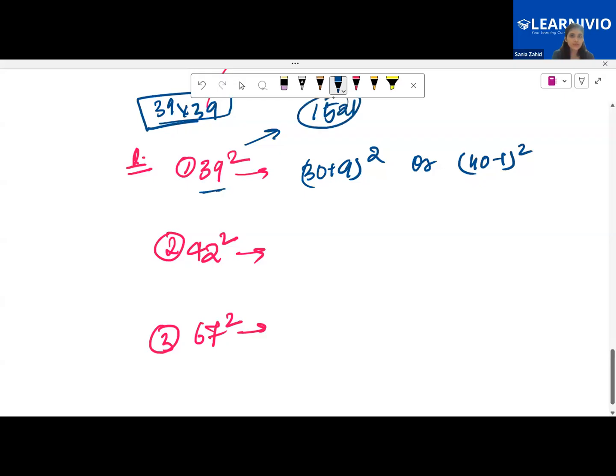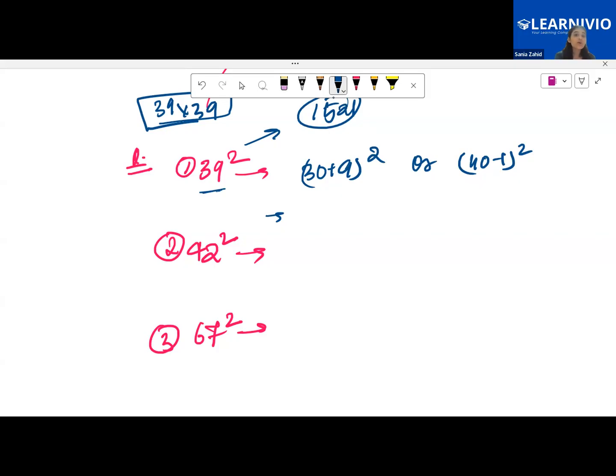Okay, let's check now. So look here, I'll do by both the methods, right? So first it is 30 plus 9 whole square. What is the identity of a plus b whole square? Ma'am, a plus b whole square. Let Ramesh tell. It's like a square plus b square, plus. Then I forgot the second part, 2ab. I taught you this thing in the previous class as well, Ramesh.